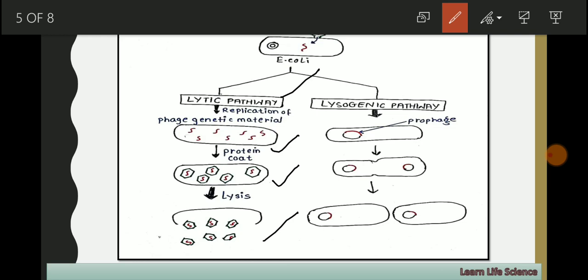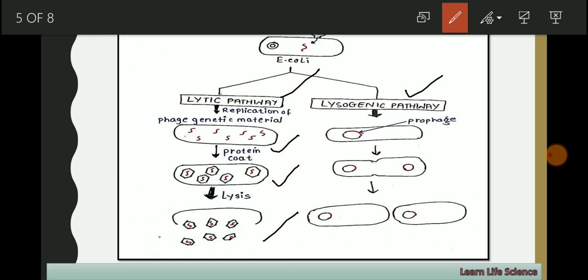Whereas in the lysogenic pathway, when the conditions are unfavorable, lambda bacteriophage gets integrated with the host genome. This integrated DNA, containing both the genetic material from the host genome as well as the genetic material from the lambda bacteriophage, forms a prophage. It remains in a dormant condition until favorable conditions appear.